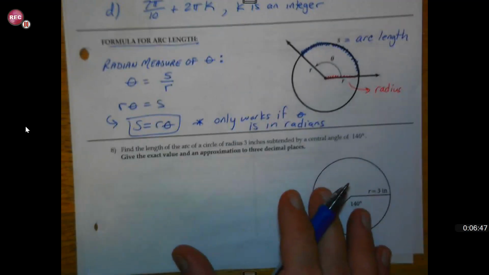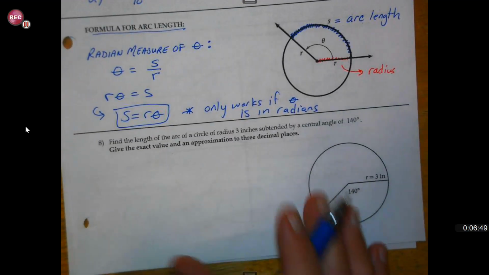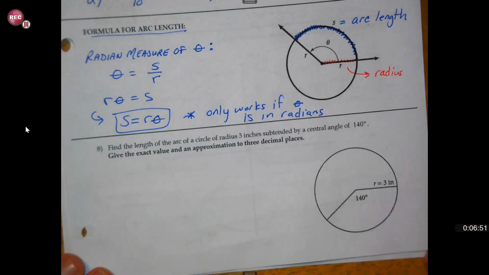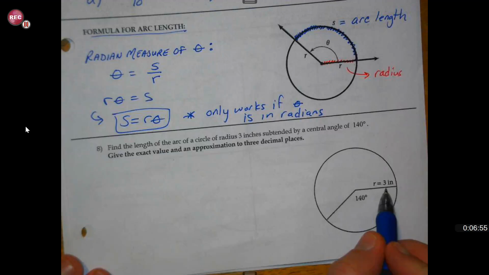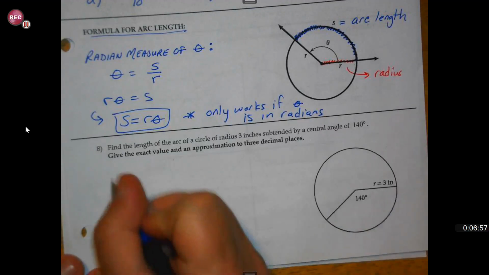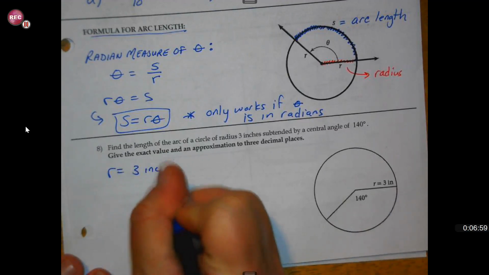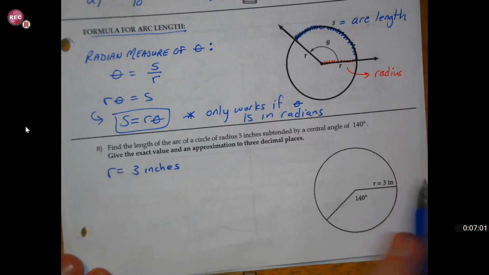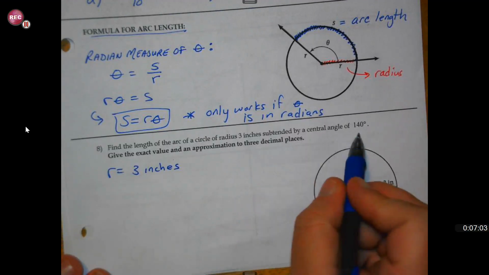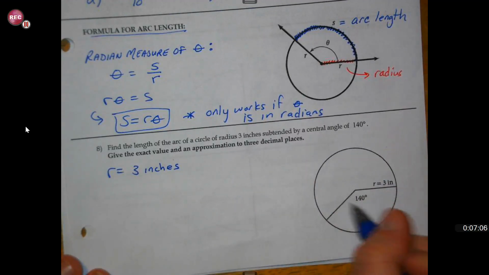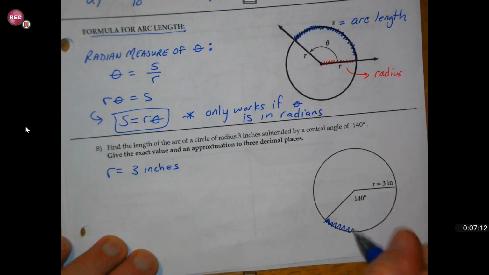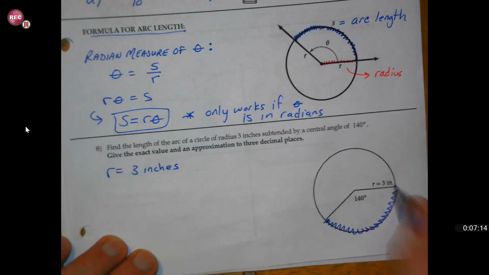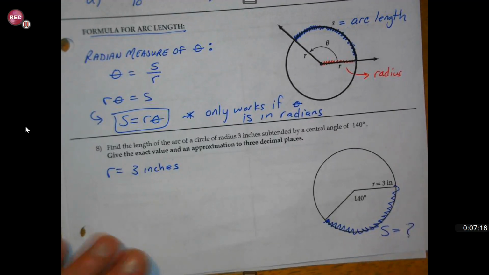All right, so we're going to move on to example 8. So what we want to do is find the length of the arc of a circle whose radius is 3. So we can write down our radius. And it's subtended by a central angle of 140. So they're giving us the measure of theta in degrees. And what we're trying to do is find the length of this arc. So the S is the question mark.